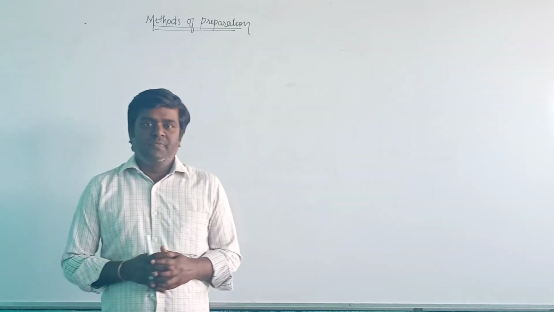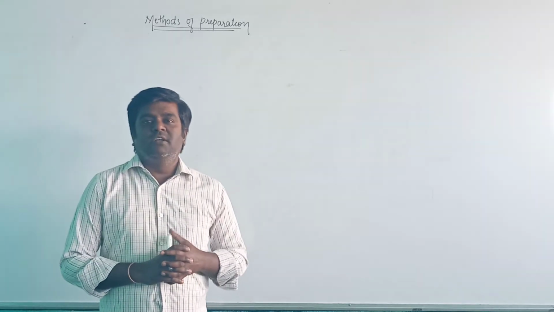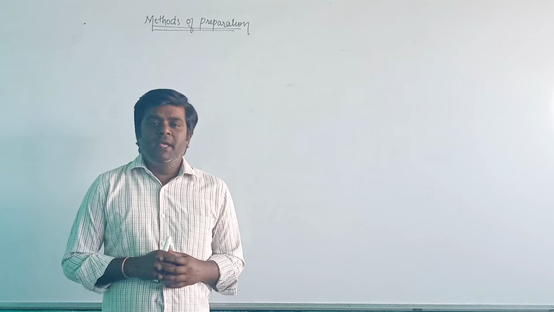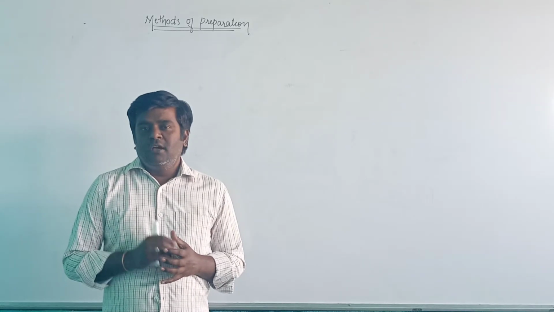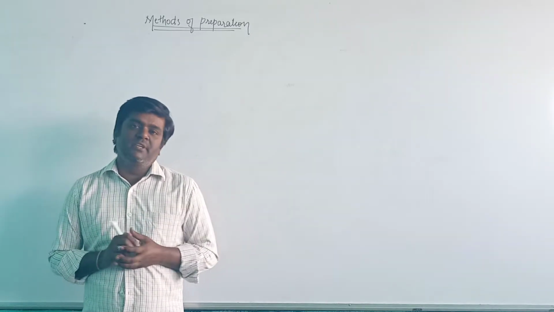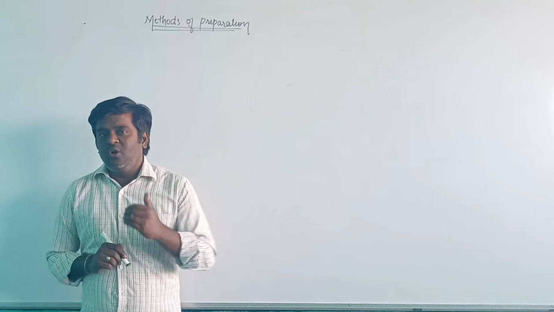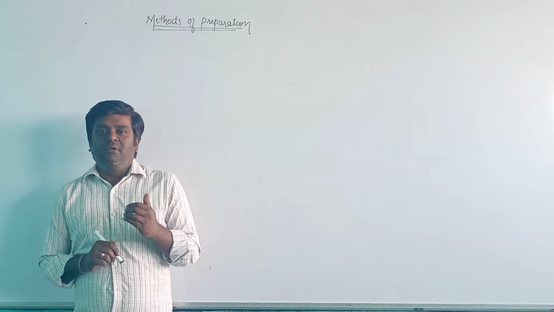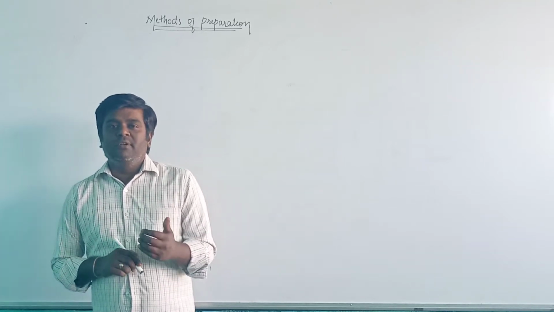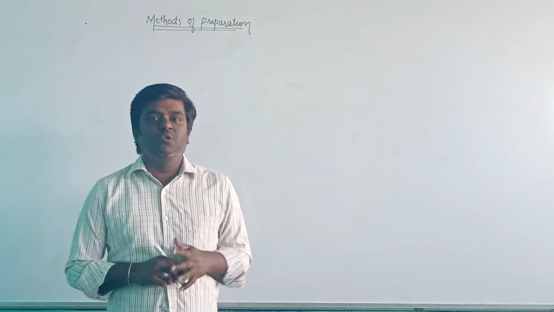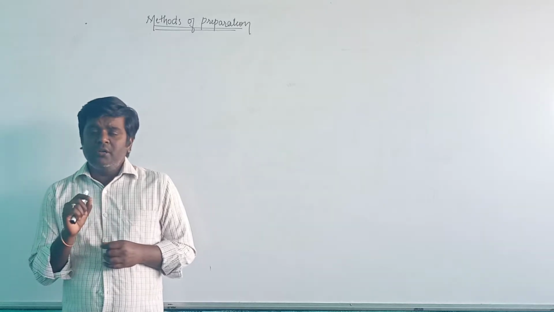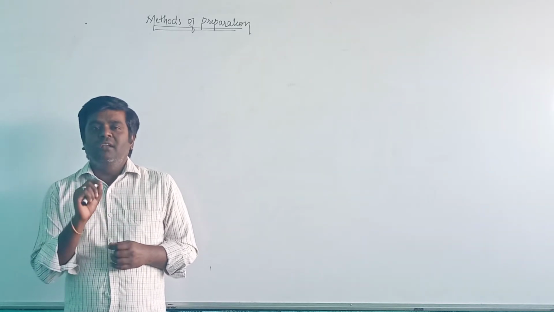Good morning, students. In today's class, we are discussing the methods of preparation of carboxylic acid. In the last class, we discussed four methods for the preparation of carboxylic acid. The first is from primary alcohol, the second is from aldehydes, and the third is from alkyl benzene. For the fourth, I have given one equation as homework, that is from cyanoalkane, or alkyl cyanide, or alkane nitrile.